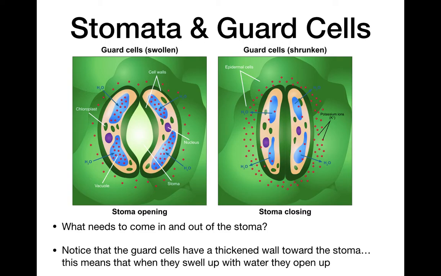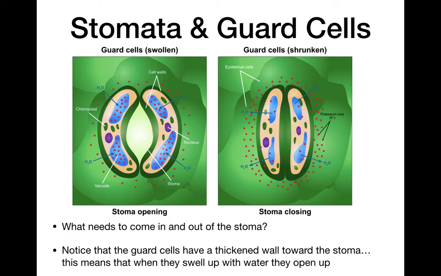Okay, let's talk about the stomata and the guard cells. Very important part of how water movement is regulated in plants. So first of all, what has to come in and out of the stoma? Take a minute, pause, and think about that answer. Okay, so hopefully you got the answer. What has to come in is carbon dioxide. What has to go out is oxygen when the plant is photosynthesizing. And then water loss is an inevitable part of that process as well. Now don't forget, plants also do respiration, but they tend to do it mostly at night. And they're going to do the opposite. They're going to use oxygen and produce carbon dioxide.